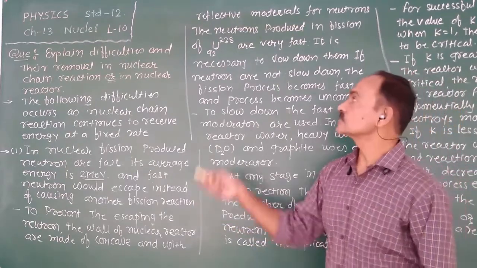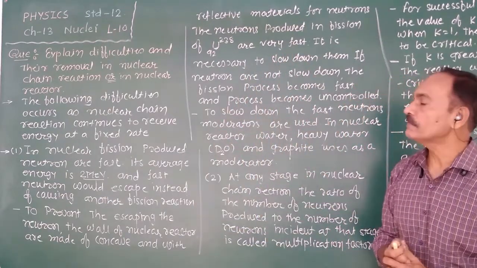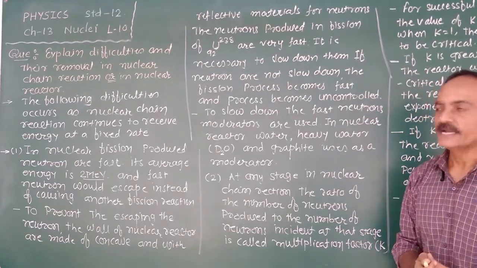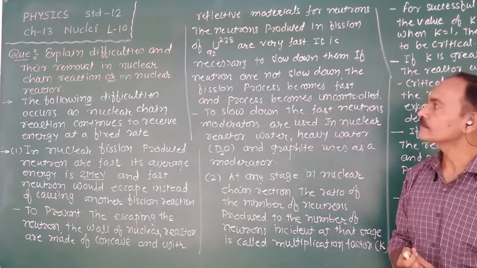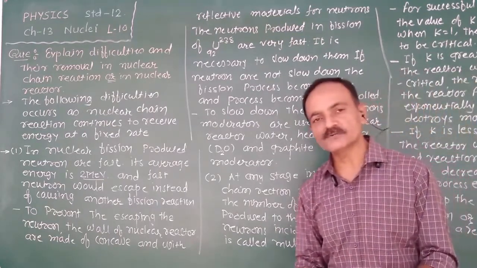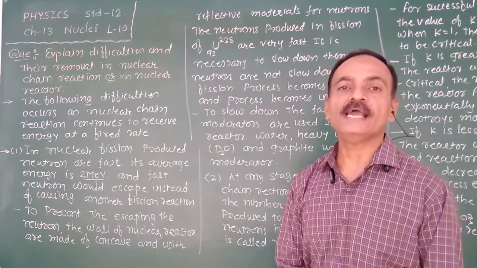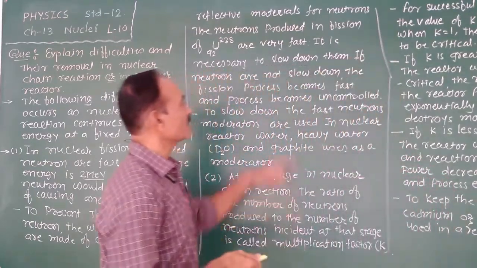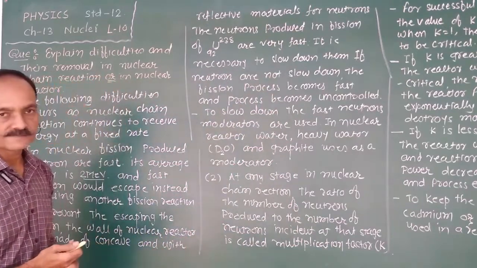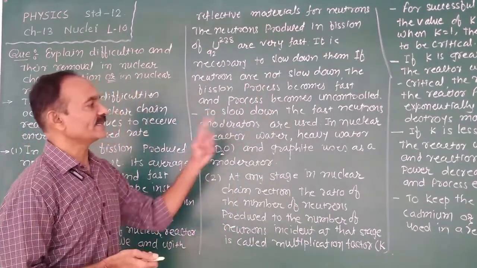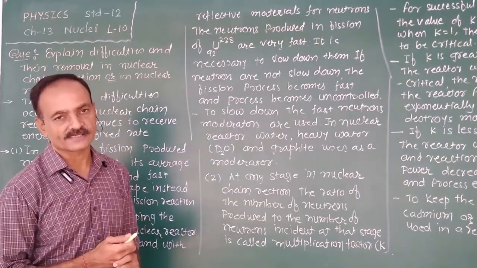Right? And also, the neutrons produced in the fission of uranium-92-238 are very fast. It is necessary to slow them down. If the neutrons are not slowed down, what happens? The fission process becomes fast, and this fission process goes out of control, that means in an uncontrolled manner. To slow down the fast neutrons, a moderator is used in a nuclear reactor.